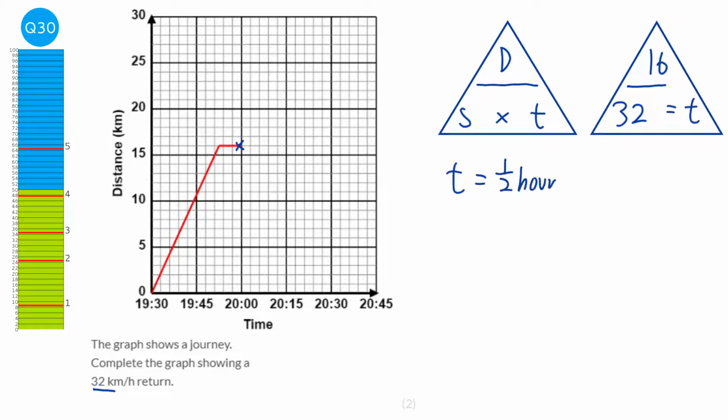And half an hour would bring us, if we start here, half an hour would bring us to 2030, because it's 8 o'clock where we start and we end half an hour later.